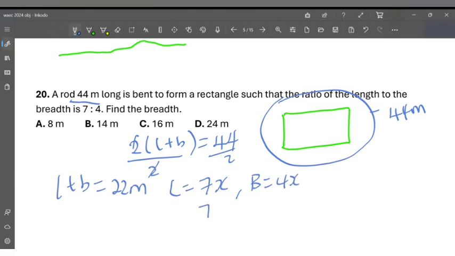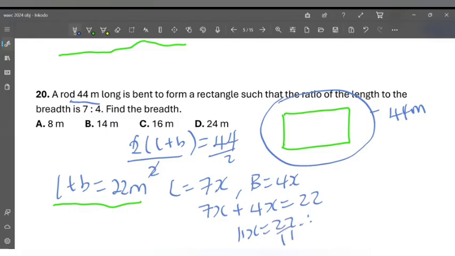So I have that 7x of the length plus 4x of the breadth is equal to 22. Length plus breadth is 22. So 7x plus 4x is 22, which means 11x is equal to 22. Therefore, if you divide both sides by 11, x will be equal to 2.